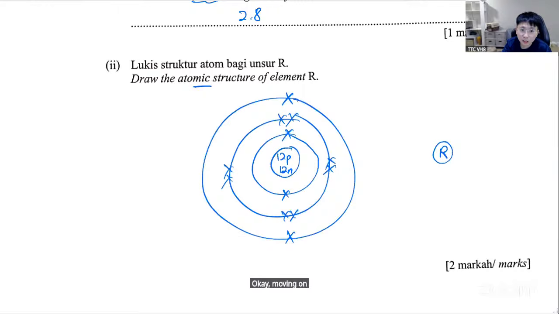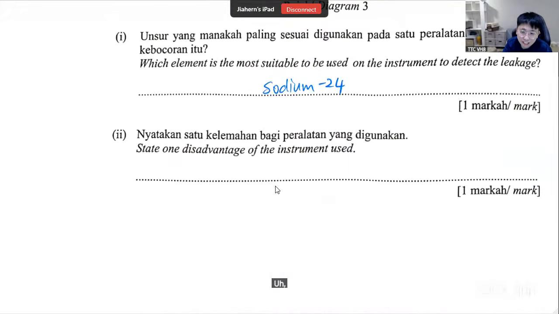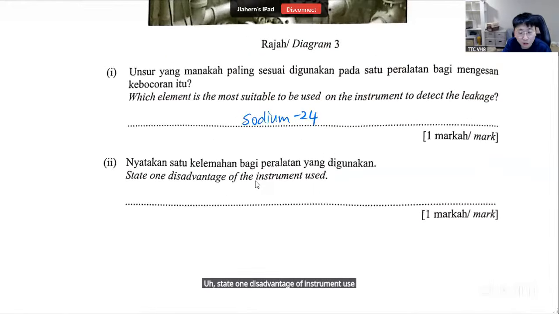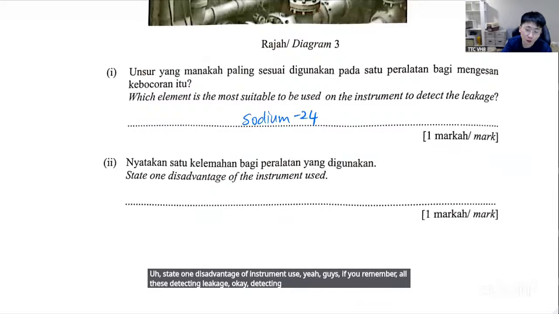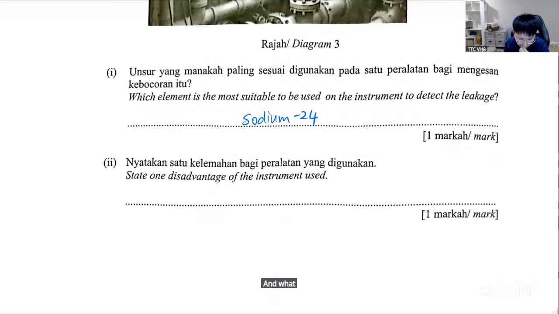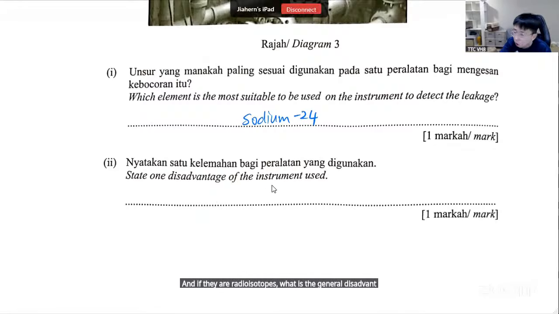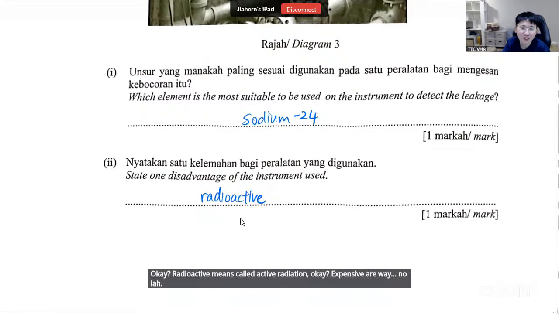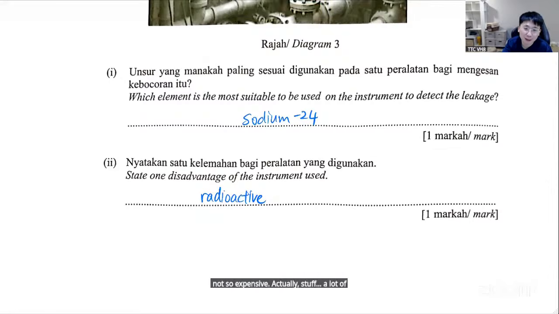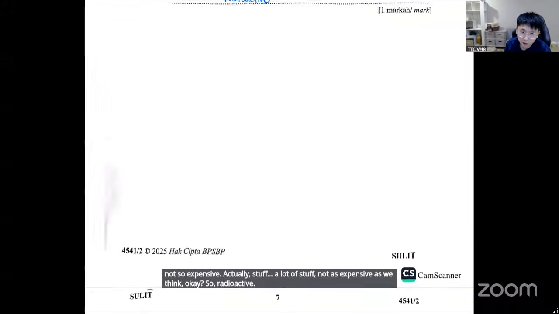Okay, moving on. State one disadvantage of the instrument used. So guys, if you remember all these, detecting leakage, detecting the age of objects, technically it's all isotope. And what's the specific topic about the isotope? We call them the radioisotope. And if they are radioisotope, what is the general disadvantage of all radioisotope? They all have radiation. So in a better word, we call it radioactive. Radioactive means got active radiation. Expensive? No, not so expensive. Actually a lot of stuff is not as expensive as you think. So radioactive, got radiation.